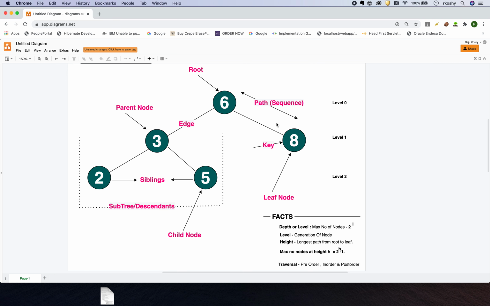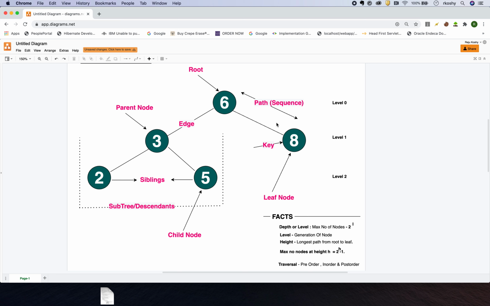That's about the height, right? So now you've got a clear picture of what is level and what is height. You might have already got the differentiation between these two, levels and heights.